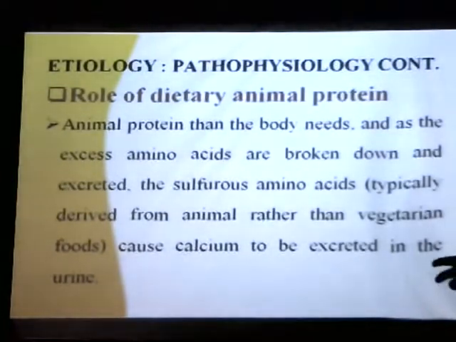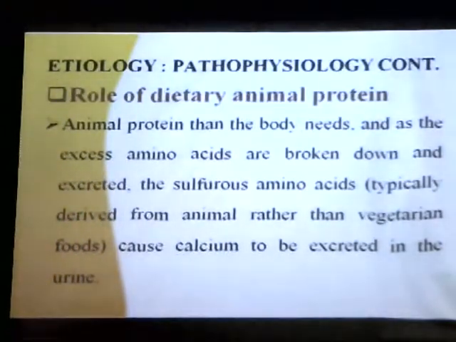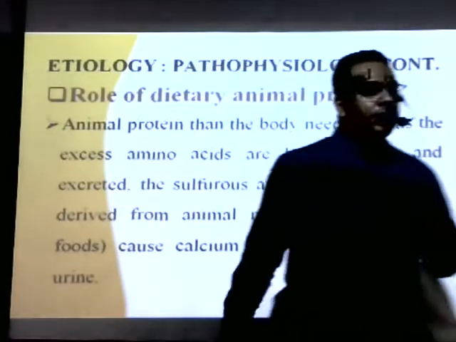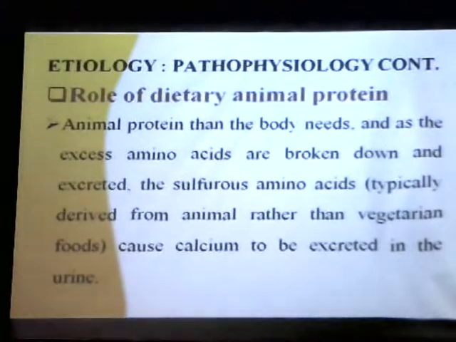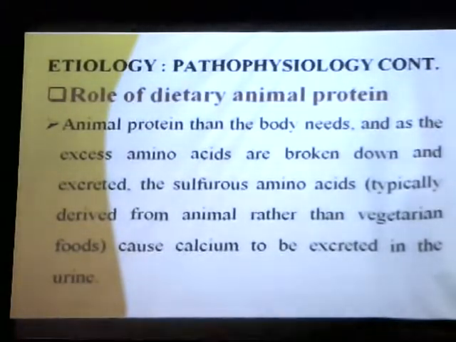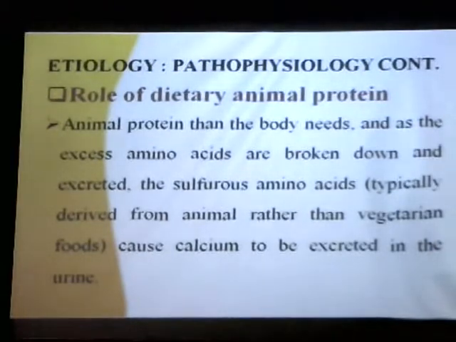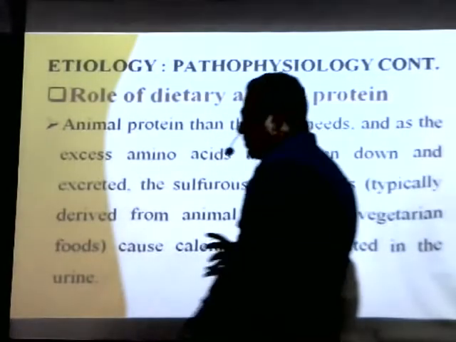Now, the other factors, like the role of dietary animal protein. Animal protein, obviously, will come from an animal source. So what is their role in development of renal calculi? Animal protein is what the body needs, and then the excess amino acids are broken down and excreted. The sulfurous amino acids, typically derived from animal rather than vegetarian food, cause calcium to be excreted in the urine. See, it's a very interesting mechanism.